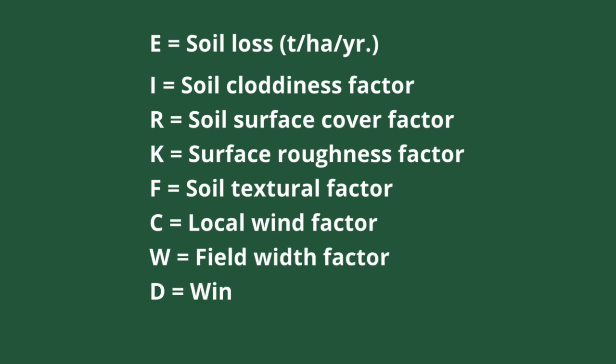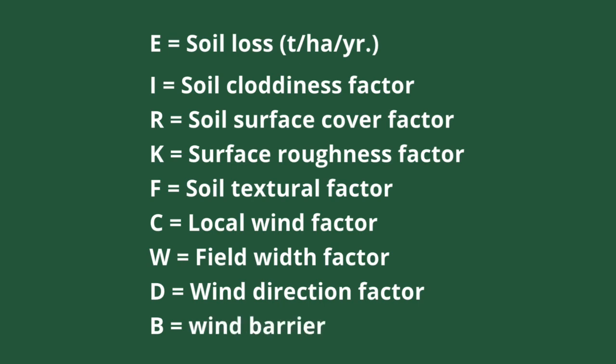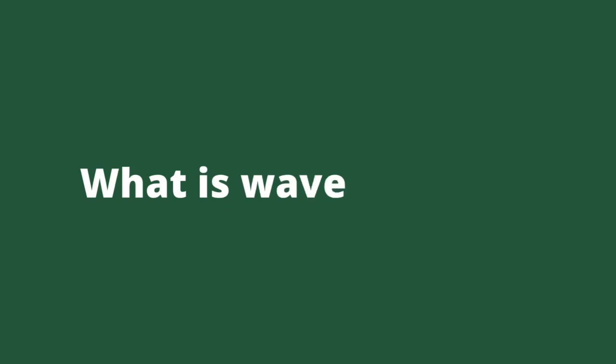Then another kind of erosion, that is the combination of water and wind erosion, is known as wave erosion. It is also known as stream bank erosion or seashore erosion. It is the combination of wind and water erosion.